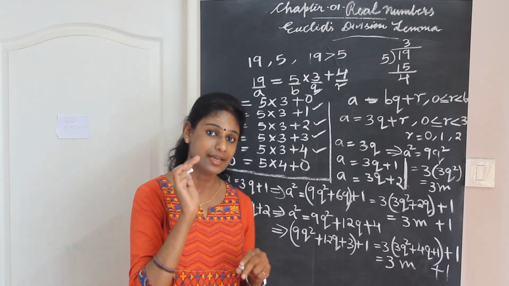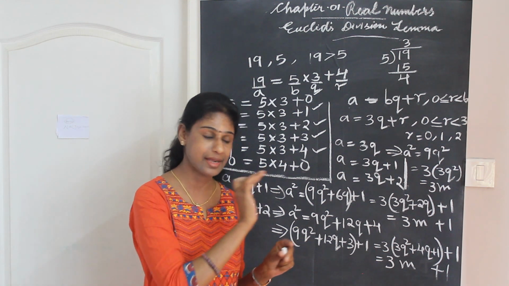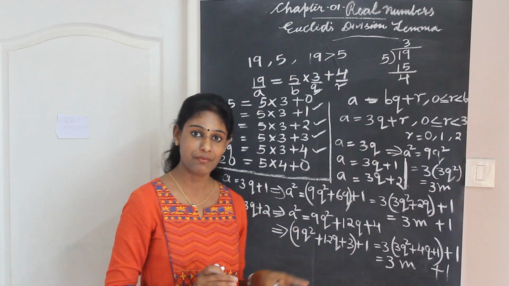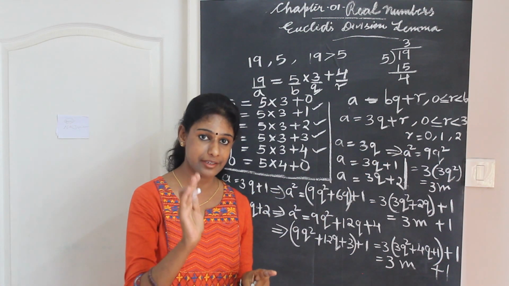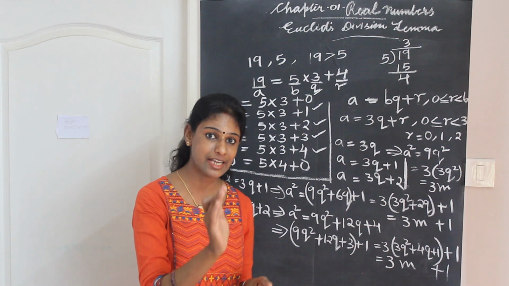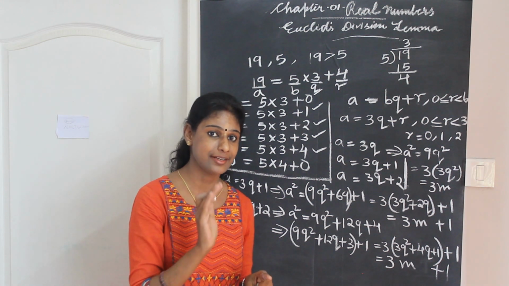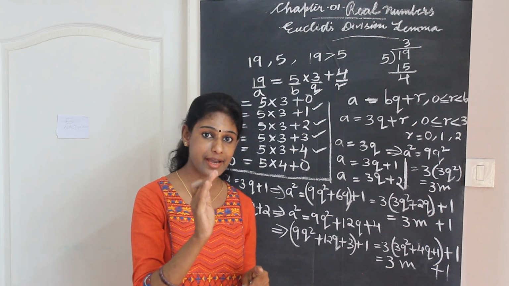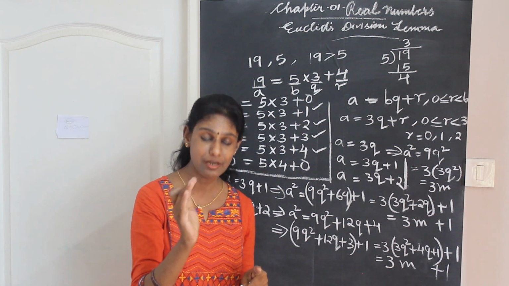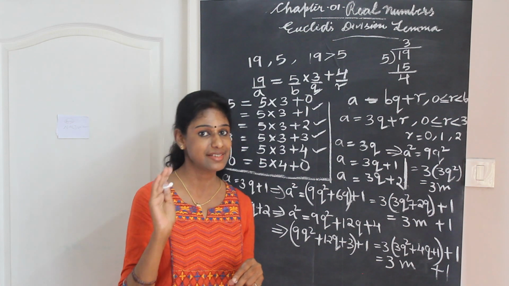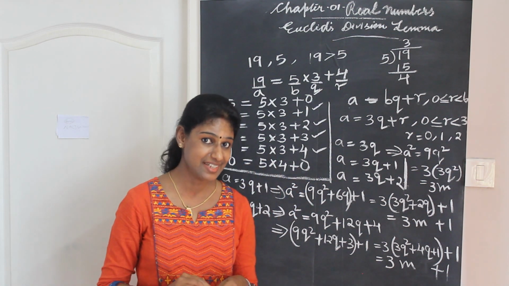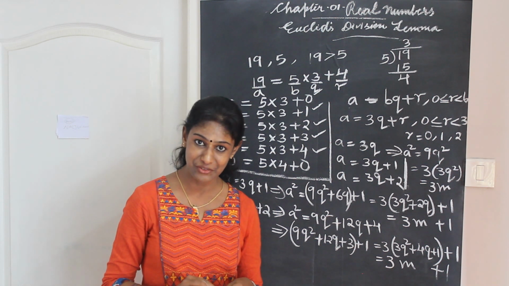So you just take b is equal to 3 and write the same thing, a is equal to 3q plus r, the variation of r, and take the cube. Find out the value of a cube and check whether you are able to write them in the form of a multiple of 9, that is 9m, a multiple of 9 plus 1, that is 9m plus 1, or in the form 9m plus 8. So this is all about Euclid's division lemma. Hope it is clear for you.